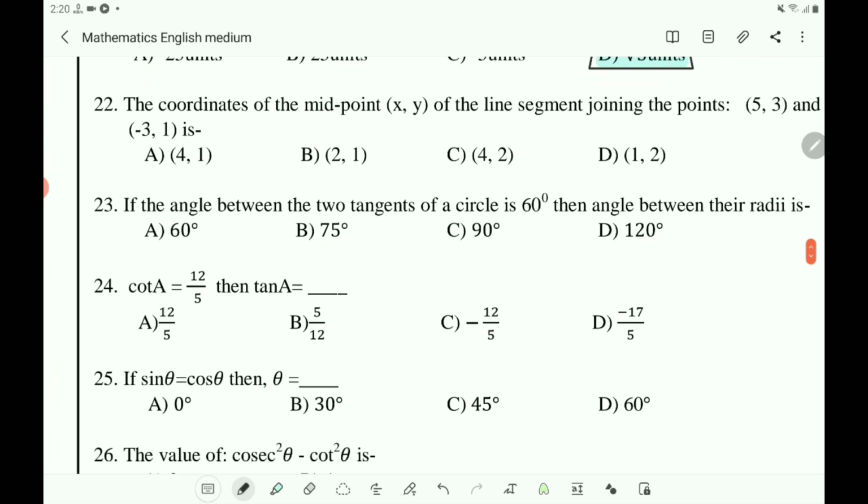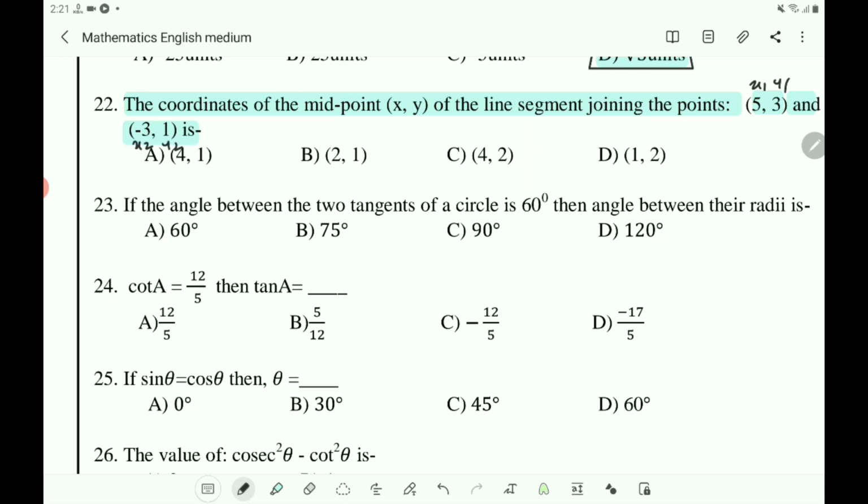Next, you take the question number 22. The coordinates of the midpoint xy of the line segment joining the points 5, 3 and minus 3, 1. Consider these are x1, y1, x2, y2.